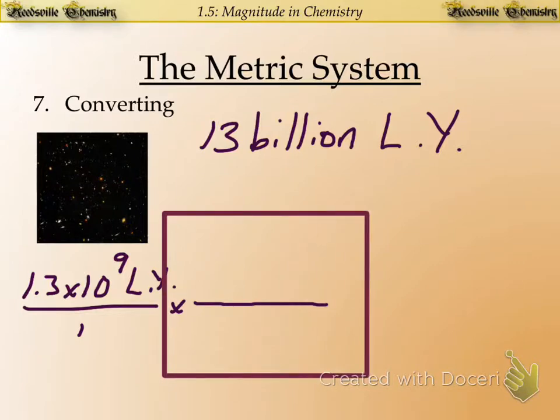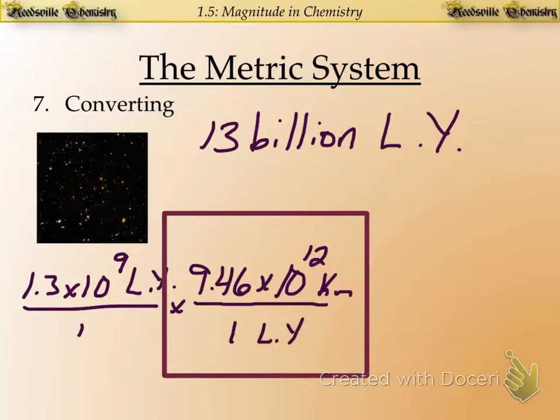Now, your green sheet had a lot of conversion factors on it. Sometimes you might have to find a conversion factor that's not on that sheet. You ask me, I let you know what it is. So for the conversion factor of light years to kilometers, there are 9.46 times 10 to the 12th kilometers in 1 light year. Yeah, that's 9.46 trillion, by the way. That is huge.